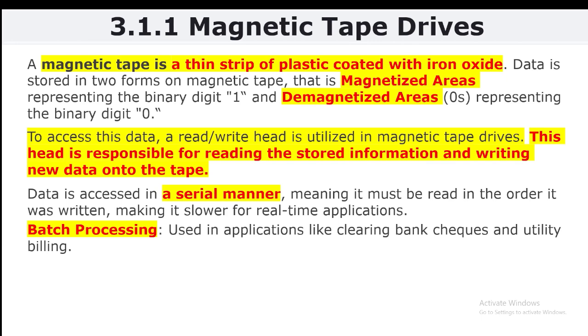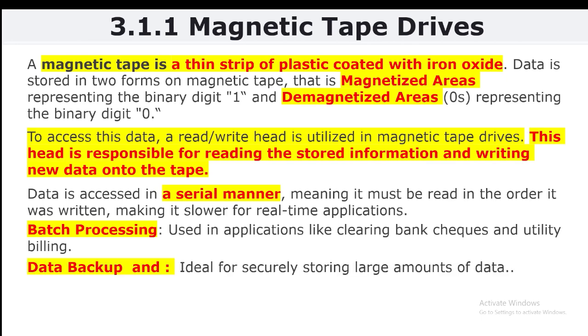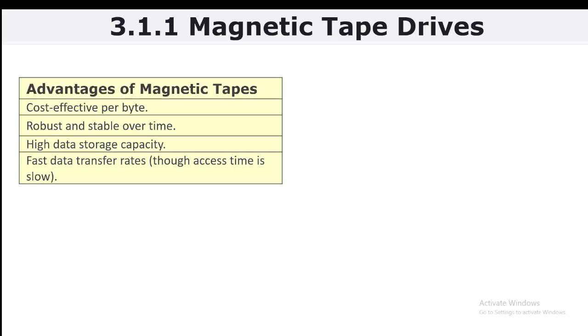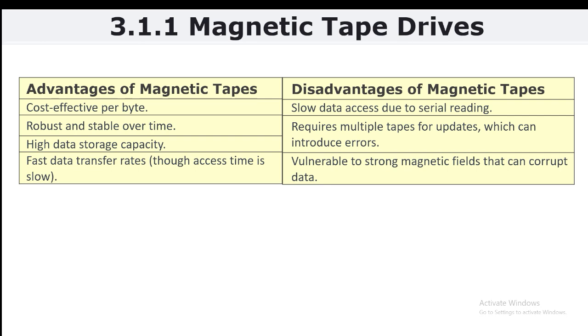Now, magnetic tapes are used for batch processing, for backups, and again, for long-term archiving. Now, let's look at some advantages of the magnetic tape drive. They are very cost-effective per byte, and they are robust and stable over time. They also have high data storage capacity compared to other storage media, and that is why they are used for backup. They have a fast data transfer rate, but very slow access time, and this is a disadvantage.